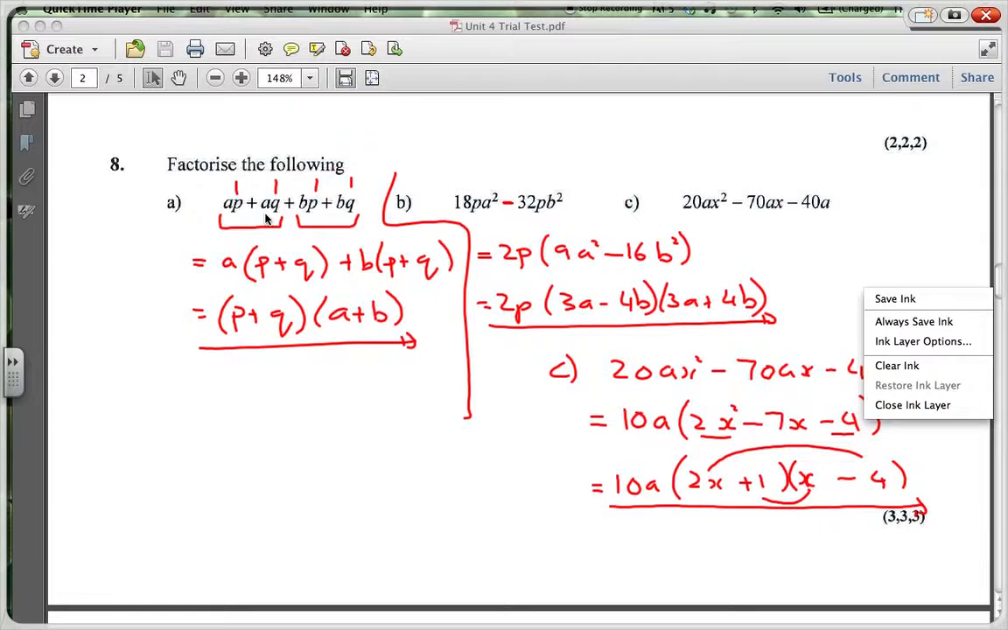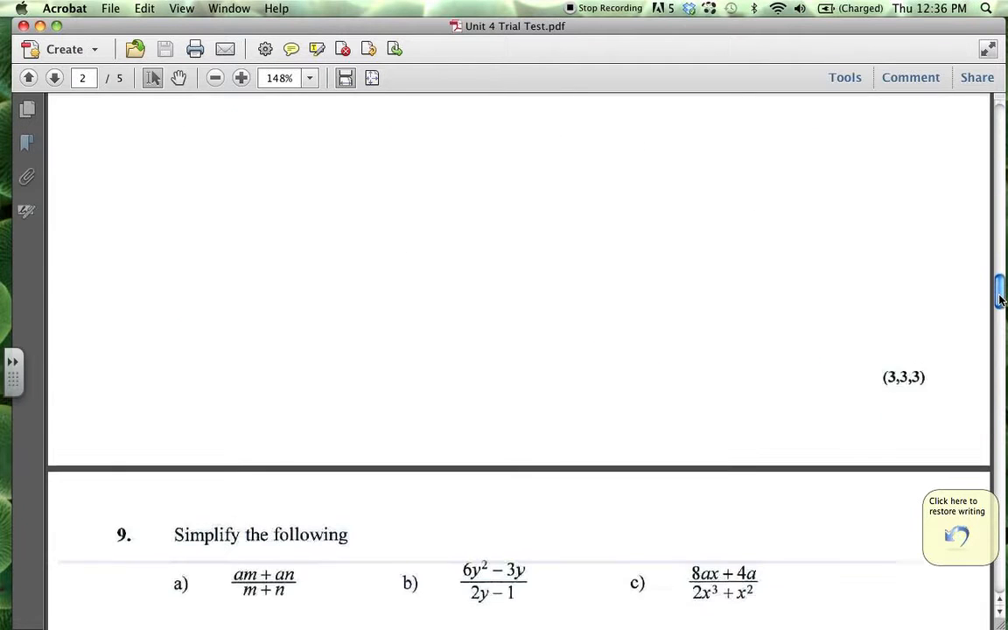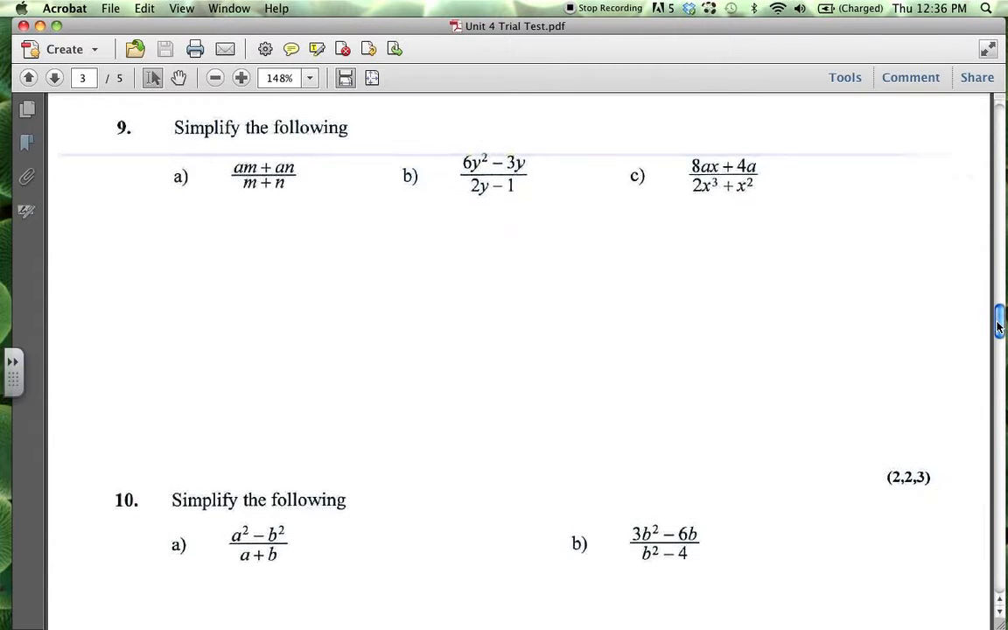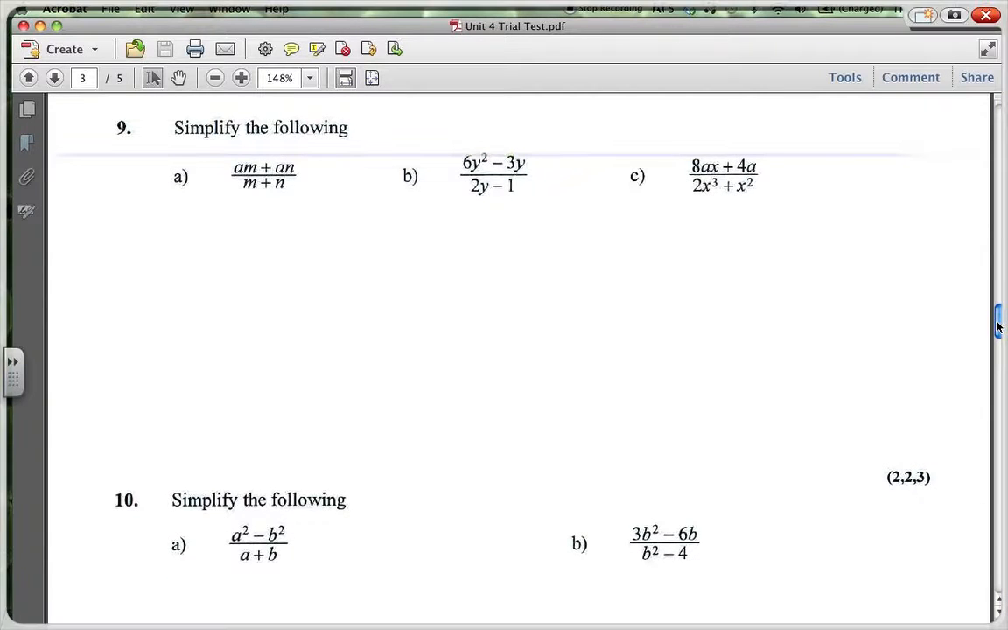Okay, going down the page into the next one here. Now we have to simplify. Now again, this factorization is very important. So we always factorize first. Remember, factorize first.